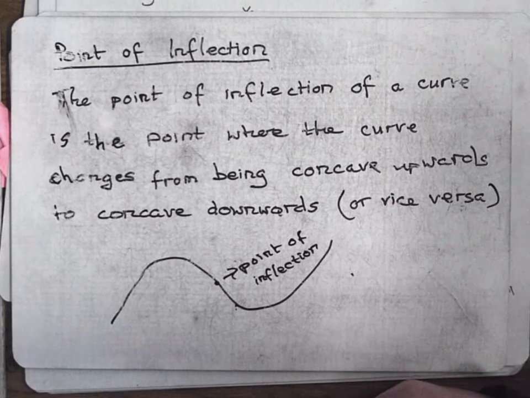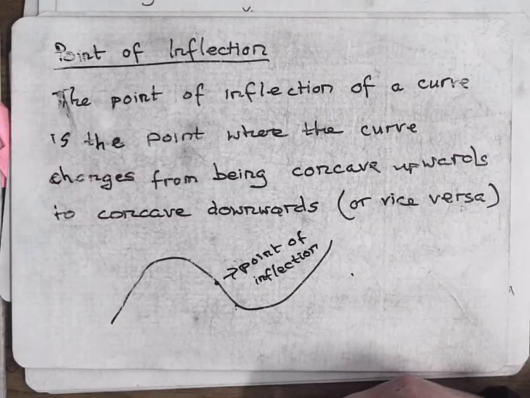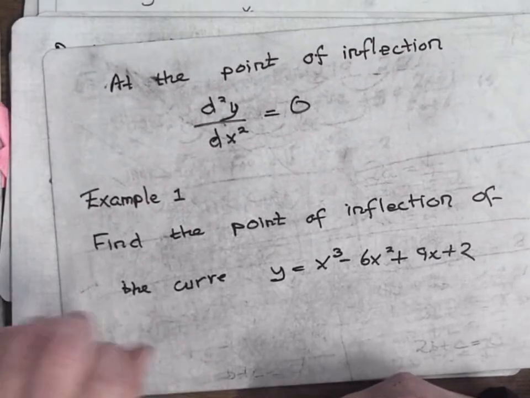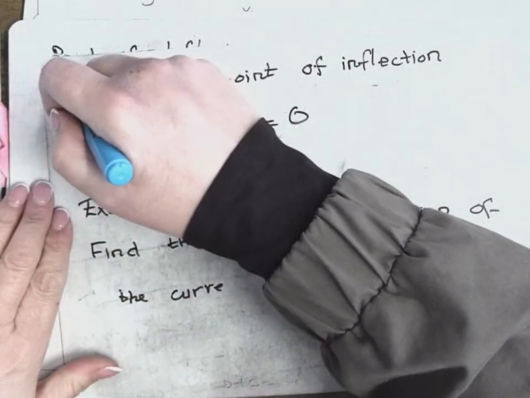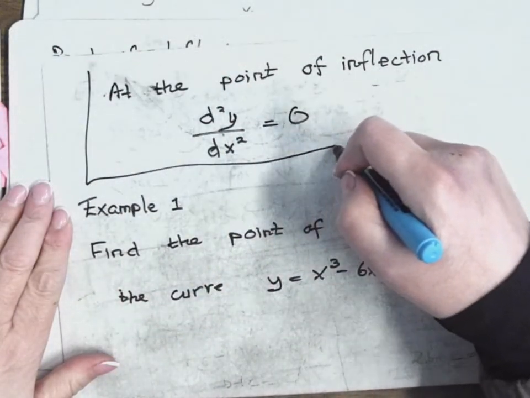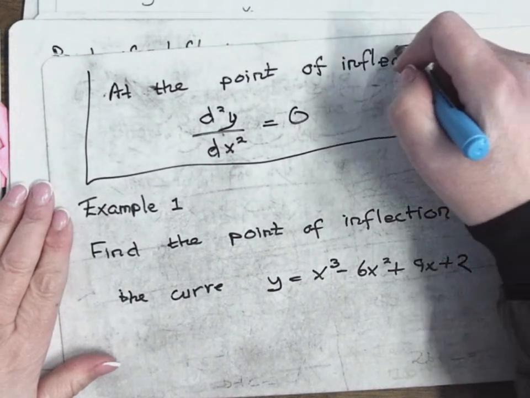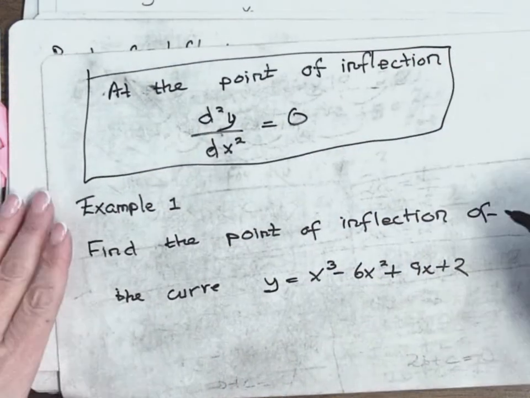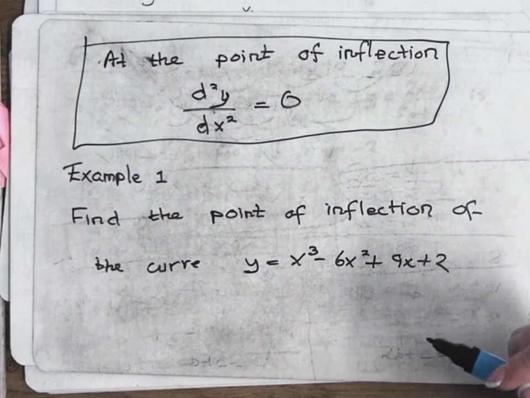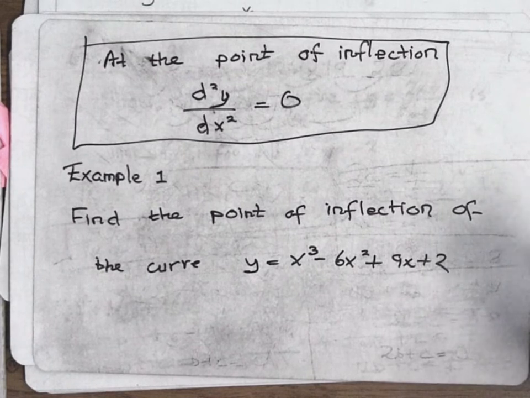Are we good to go? We all okay? Yeah. Okay, so here's the rule. Cut to the chase. This is what I need to remember. At the point of inflection, d2y/dx2 equals 0. So at a turning point, dy/dx was 0. At the point of inflection, d2y/dx2 equals 0.